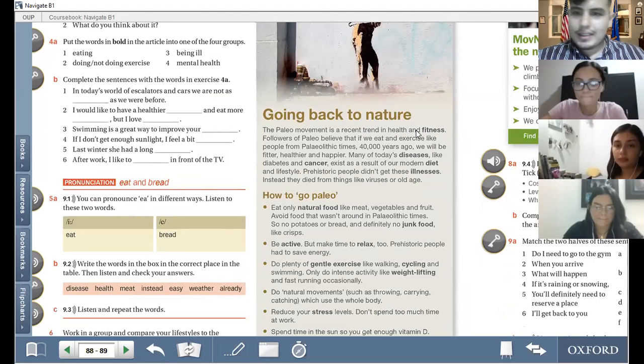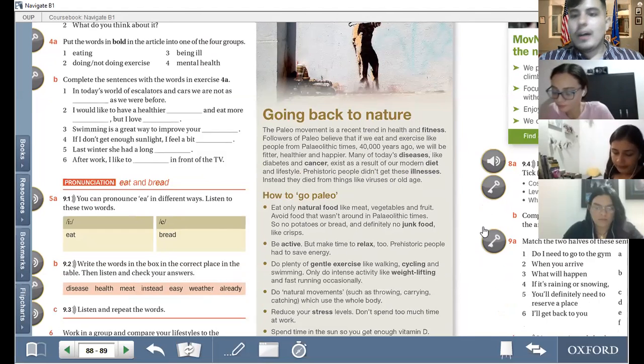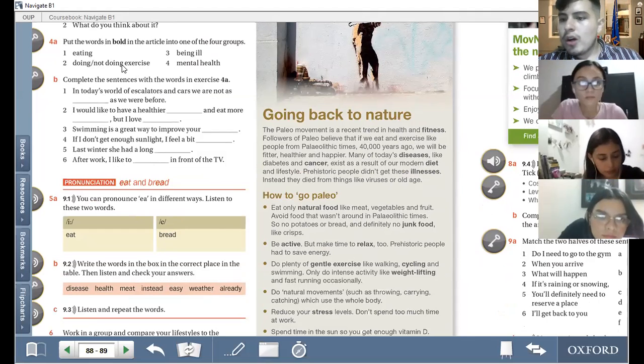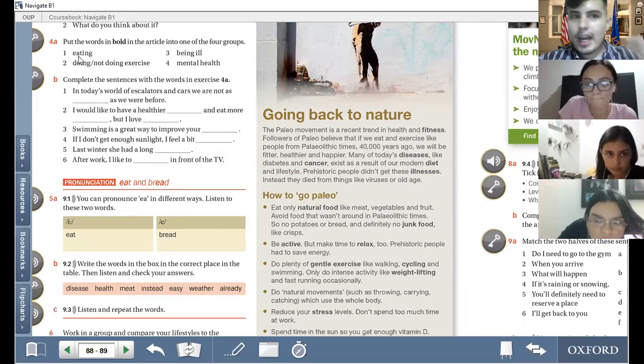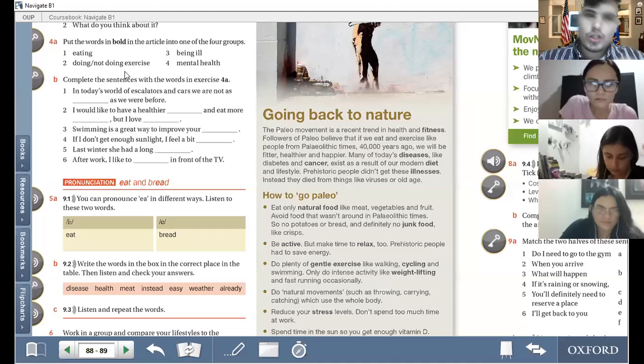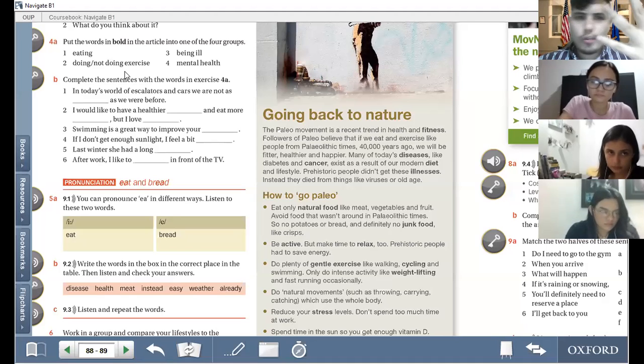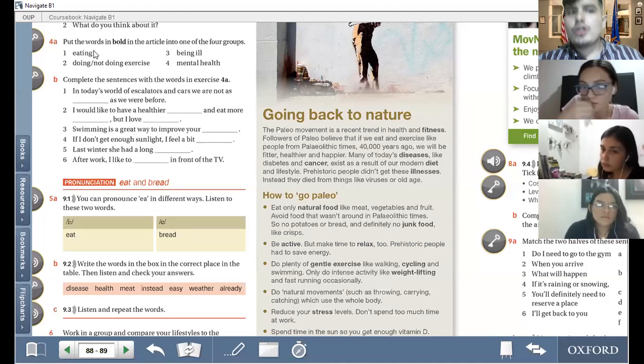All right? Ladies and gentlemen, it's time to continue. I don't know if you noticed it or not, but some of the words in the text were in bold, like fitness, diseases, diet, and so on. Now it's time to place all of the words that are in bold in the categories or groups we've got in point number four. So we've got category number one, eating; category number two, doing or not doing exercise; category number three, being ill; and category number four, mental health, right? Now, in front of the category, you can write the word from the text. I am going to help you with the first one.